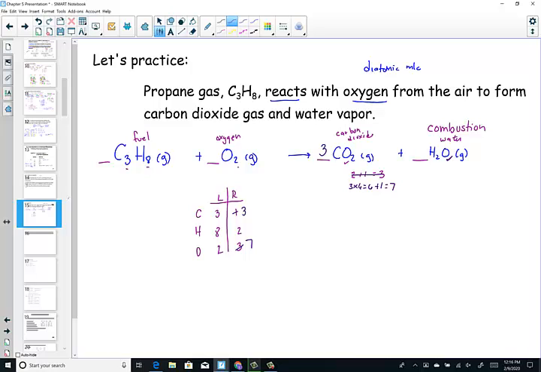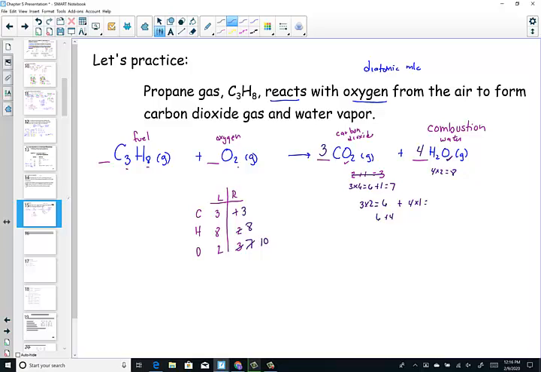If there's 8 hydrogens on the left, let's place a coefficient of 4 in front of the water so that we can see 4 times 2 gives us 8 hydrogens. But fix your T-chart because you've also changed the number of oxygens. You have 3 times 2 is 6 from the carbon dioxide and 4 times 1 now, which is the number of oxygens in the water. So we have 6 plus 4 gives me a total of 10 oxygens.